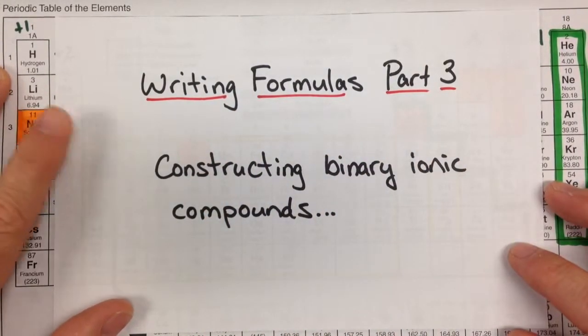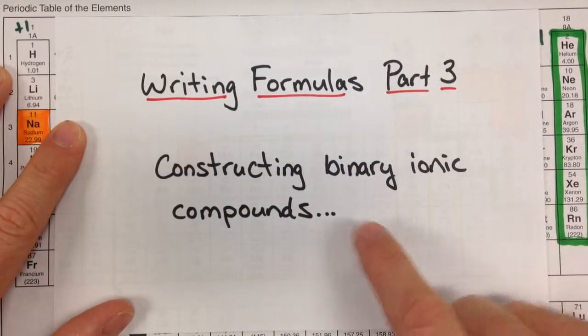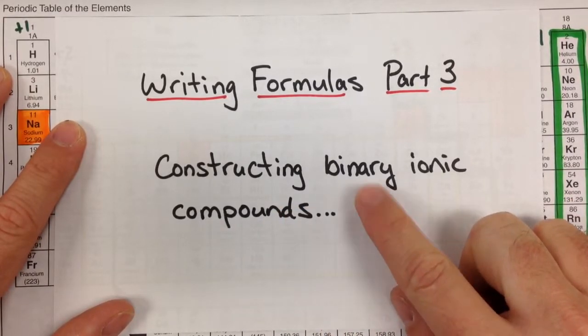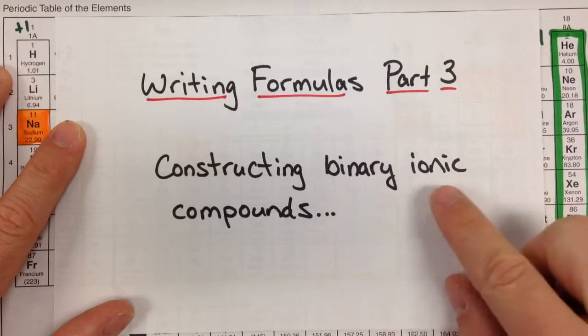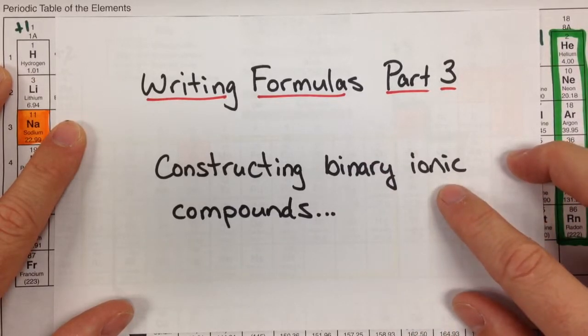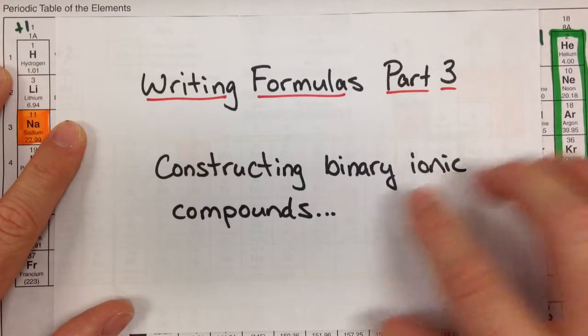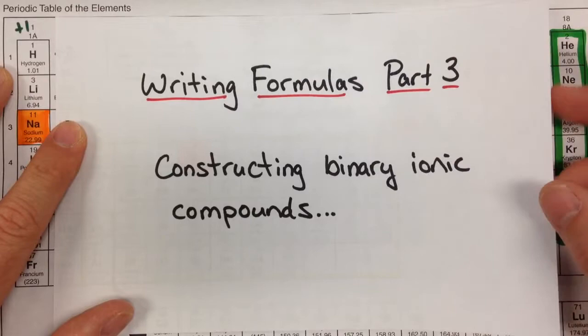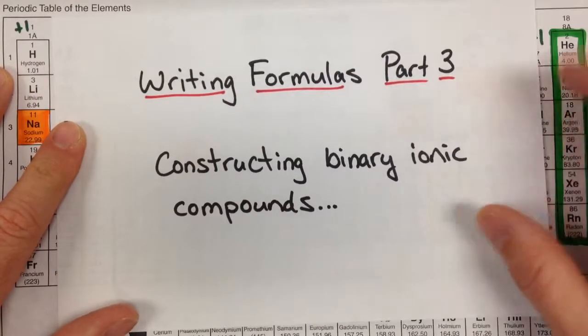This is part of a series. And what we'll be doing in this video is constructing binary ionic compounds, where binary means two, okay, bi, two. Ionic meaning ionic is going to be composed of two charged particles, one metal and one nonmetal. And then we'll be building some compounds here, constructing binary ionic compounds.